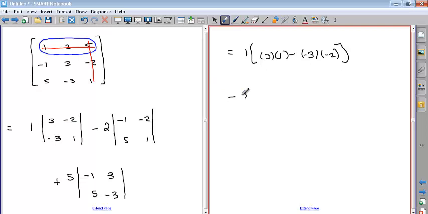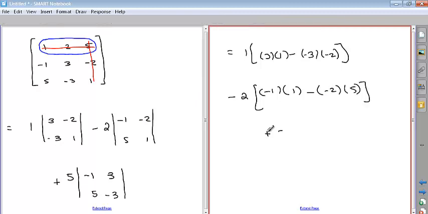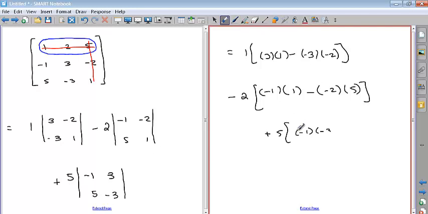Okay, then you have the next expression, negative 2, and then you go this way and subtract going that way. So you get negative 1 times 1 minus negative 2 times 5, and then finally plus 5. So it's this one, negative 1 times negative 3, this times that, minus 3 times 5. So up here we'll have 1 times 3, negative 3 times negative 2 is positive 6, and then you change the sign, so it's negative 6.